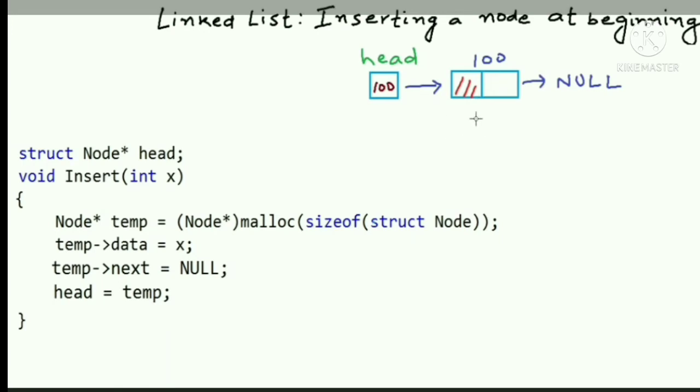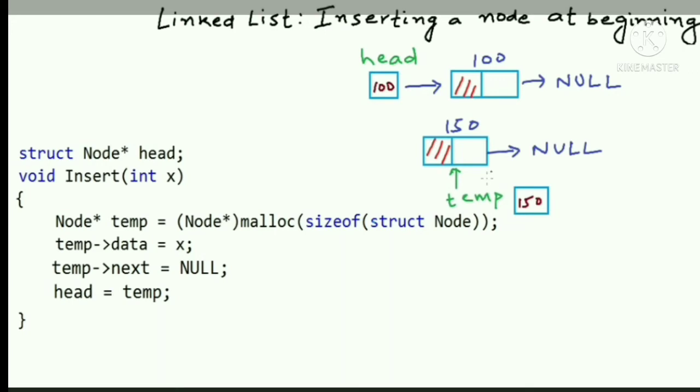Let us now see what we can do to insert a node at the beginning if the list is not empty, like what we have right now. Once again, we can create a node and fill in the value x that is passed as argument. Initially, we may set the link field as null, and let's say this node gets address 150 in memory. And we have this variable temp through which we are referencing this particular memory block. Now, unlike the previous case, if we just set head is equal to temp, this is not good enough because we also need to build this link. We need to set the next or the link of the newly created node to whatever the previous head was.